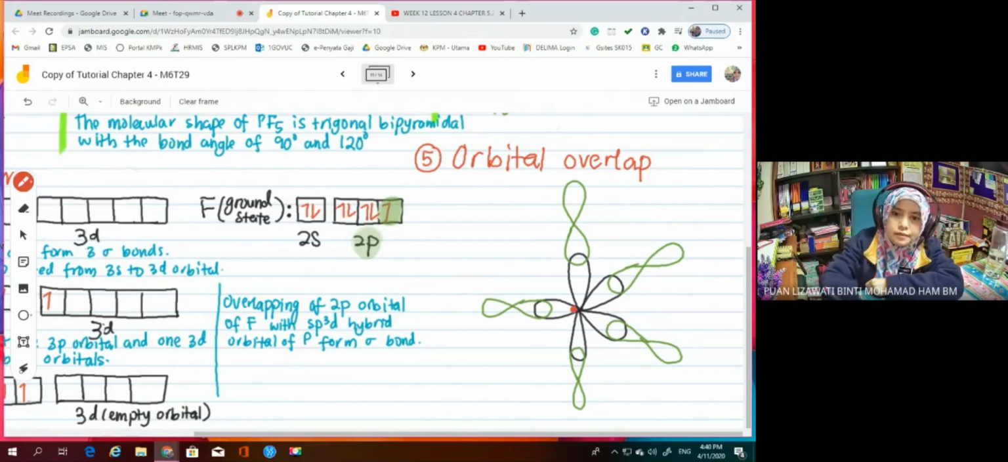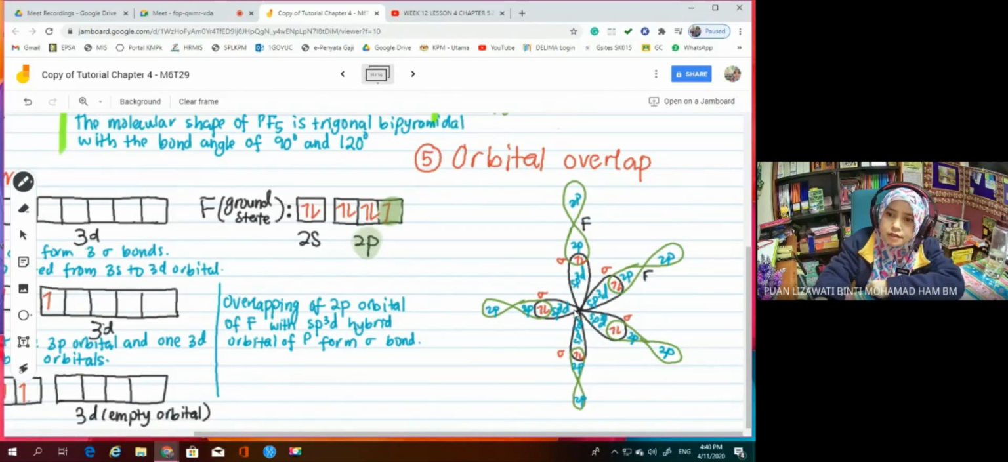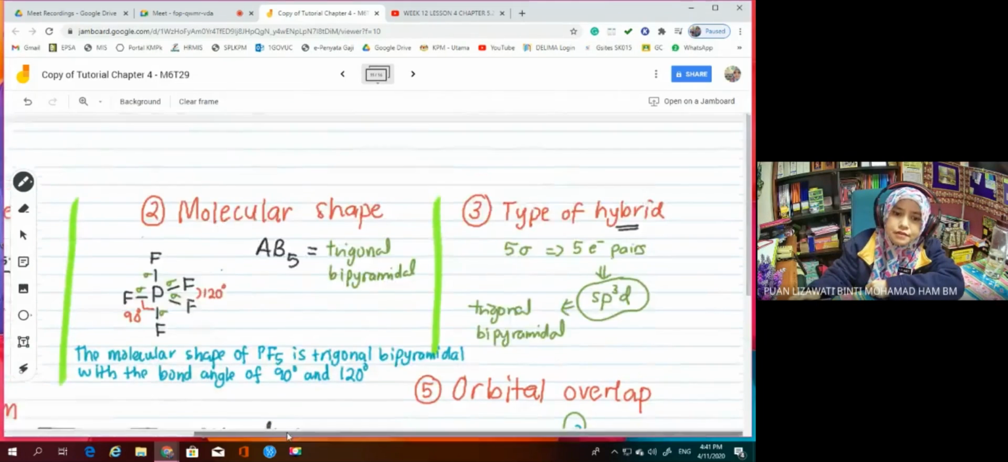Next, in the overlapping areas, we have to show the electrons, spin up and spin down, and then label sigma, and then label the 2p orbital. And then the hybrid. And lastly, the terminal atoms and also the center atom. So we have done the first example.